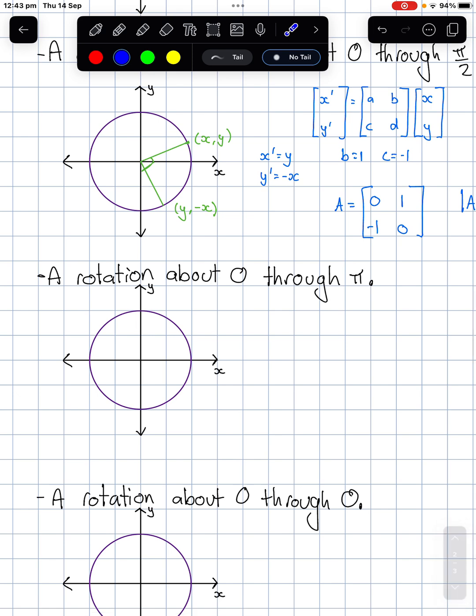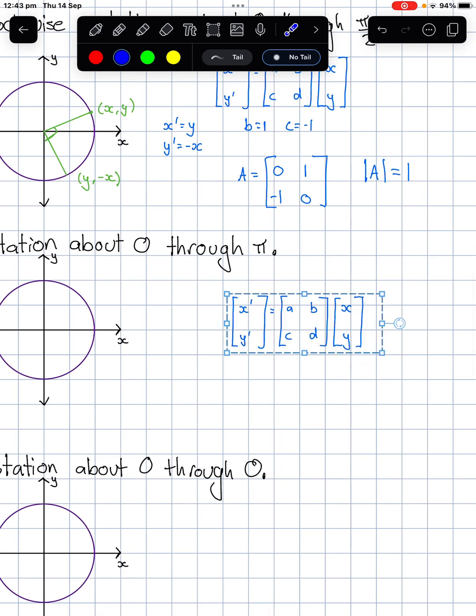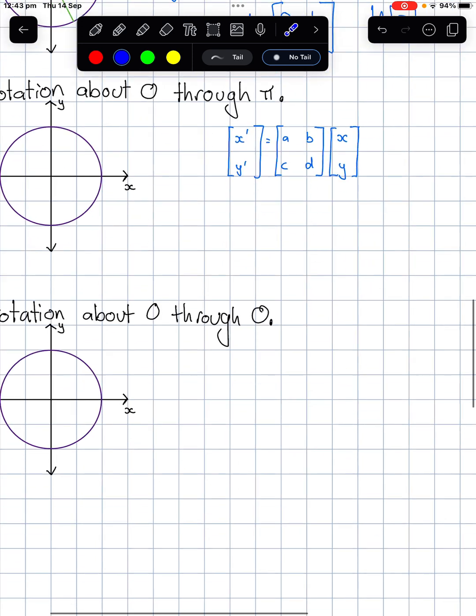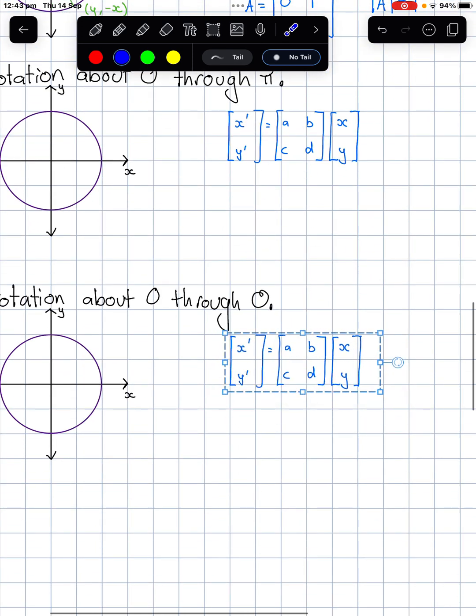All right, so let's jump on to the next one. Let's paste that there again.